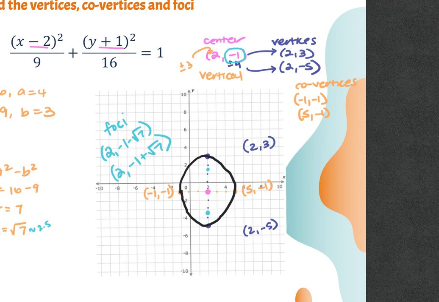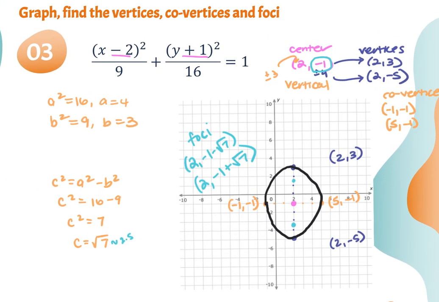Why is the center 2, -1? Because it comes from your equation. So this, right, what follows the X, what follows the Y, but change the sign. Oh, I thought the center was 2, 3.